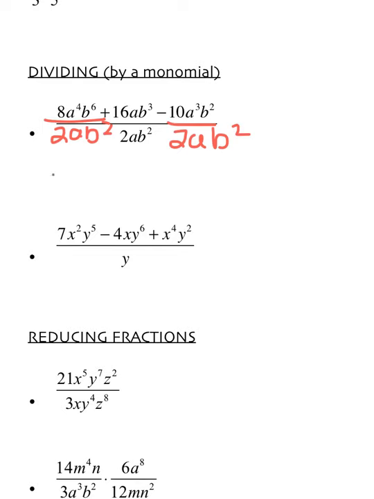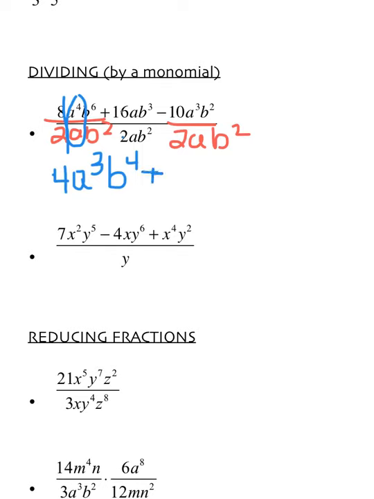Because it's like you're taking one off of that power. So when I do this first one, 8 over 2 is going to give me 4. When I put a to the fourth and divide it by a, that's going to leave me with a to the third. And then b to the sixth over b squared would be b to the fourth. So I'm subtracting my powers there. And then I'm going to go plus, because there's this plus sign here.